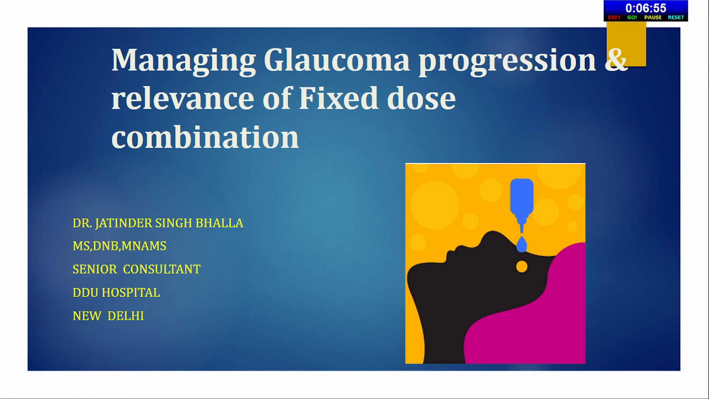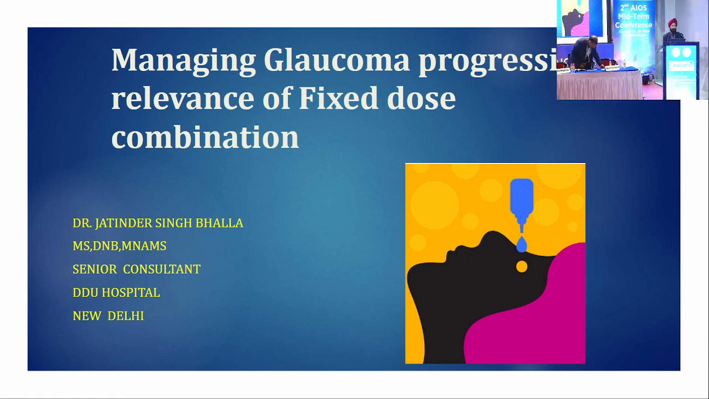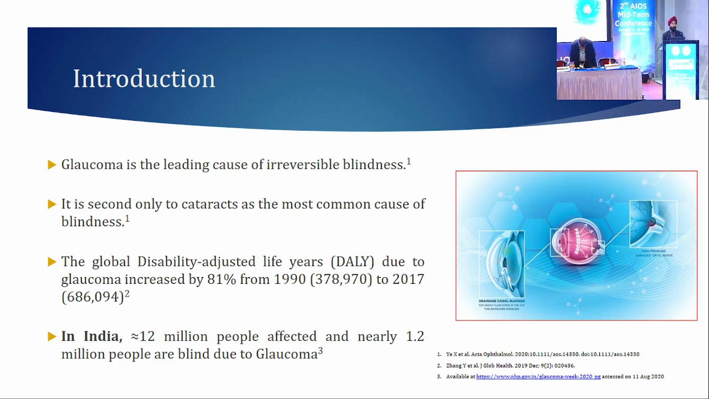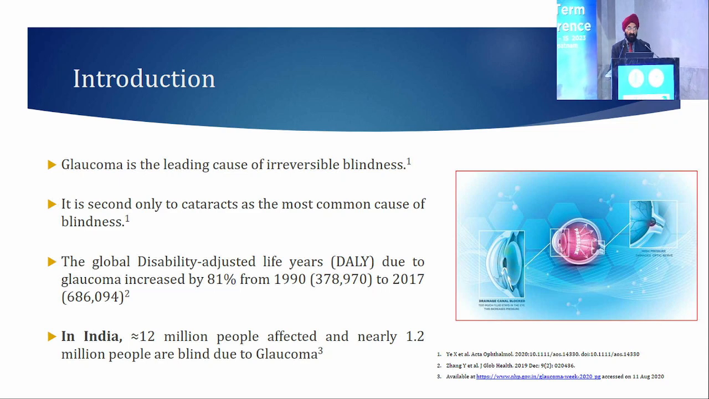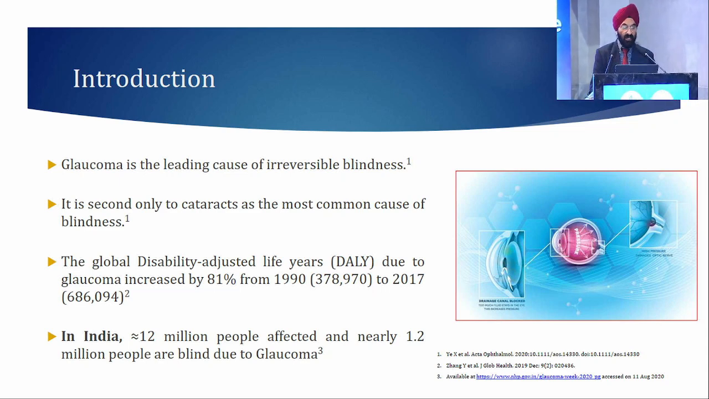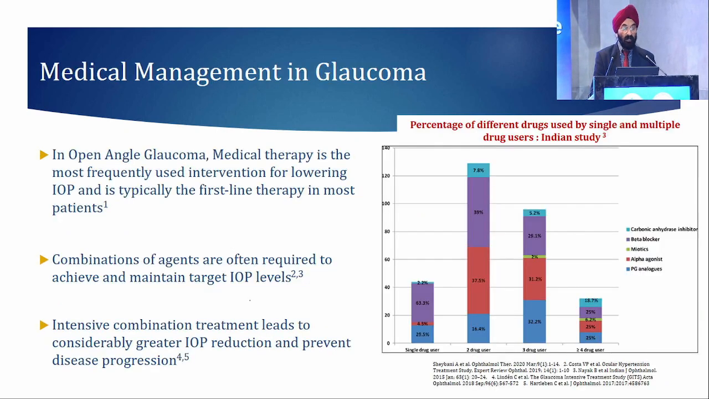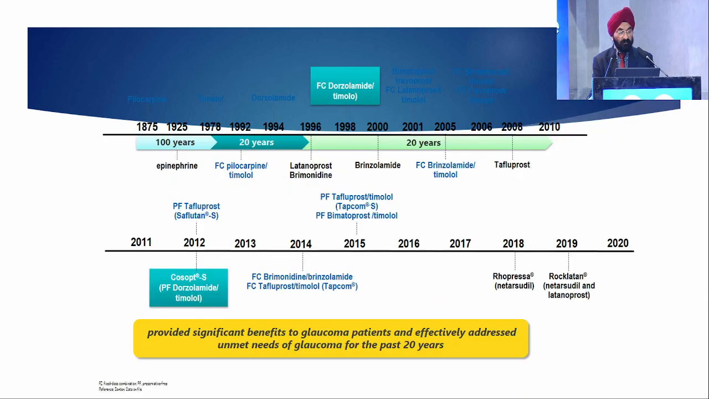This is the relevance of fixed dose combination in managing glaucoma progression. We all know that glaucoma is a leading cause of irreversible blindness, and as far as causes of blindness, it is second only to cataract. In India, about 12 million people are affected, and nearly 1.2 million people are blind due to glaucoma. In open angle glaucoma, medical therapy is the most frequently used intervention for lowering intraocular pressure, but combinations of agents are often required to achieve and maintain target intraocular pressure.